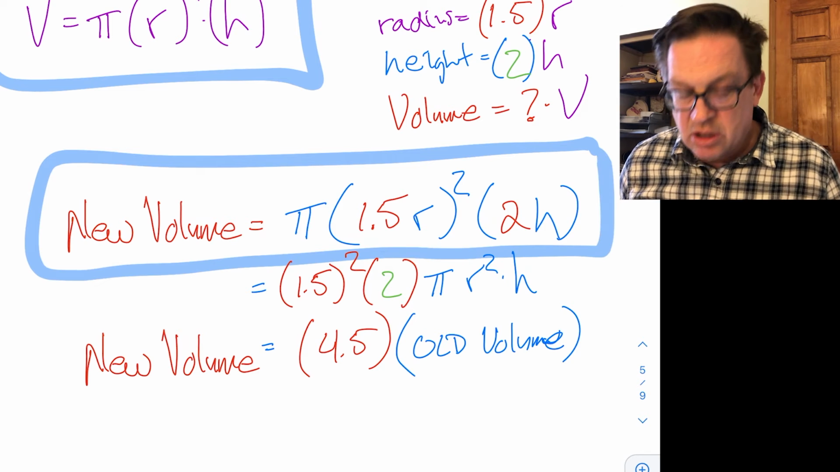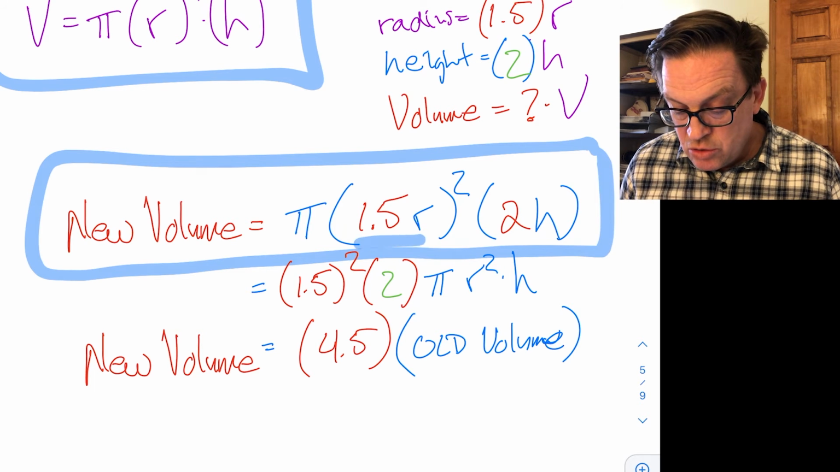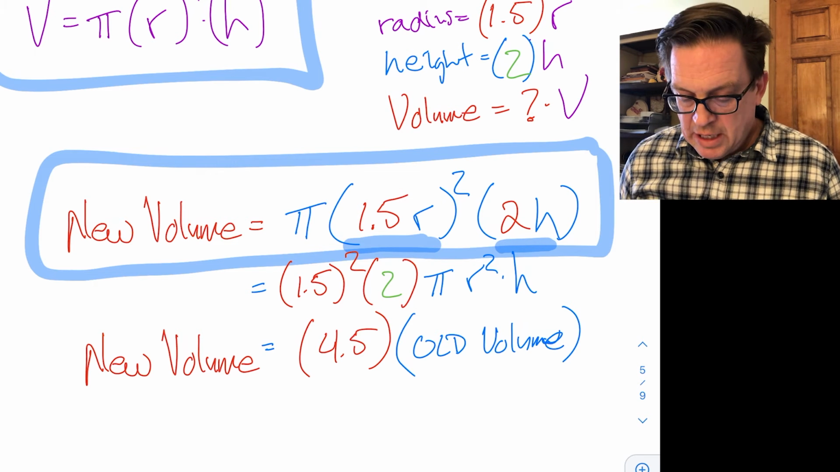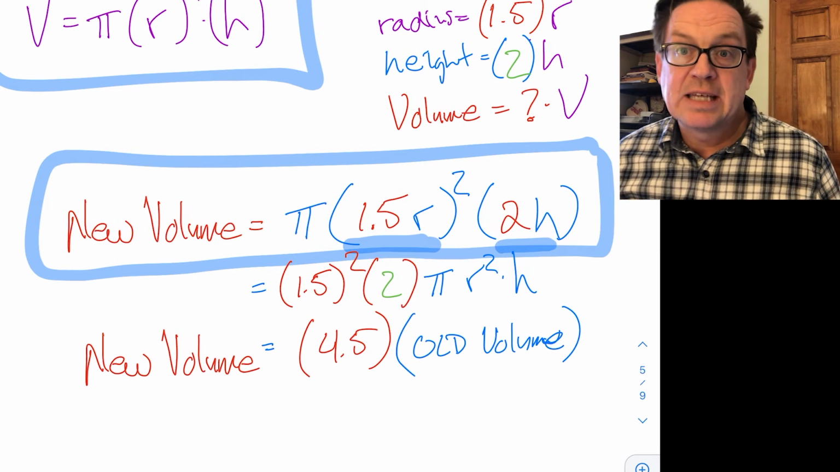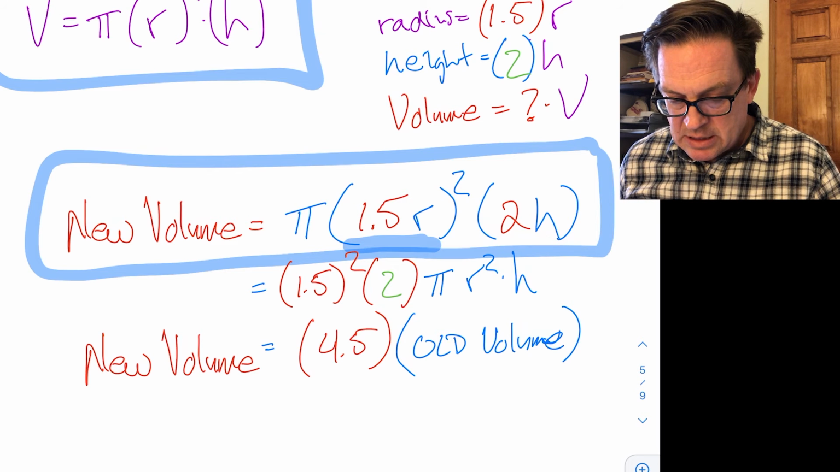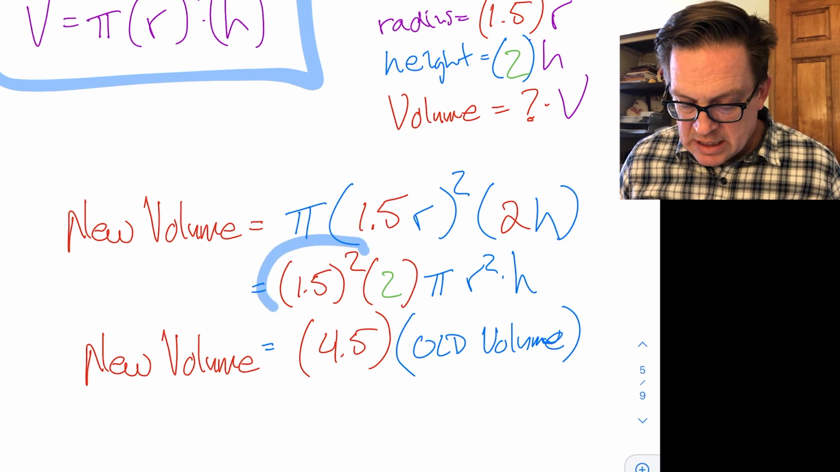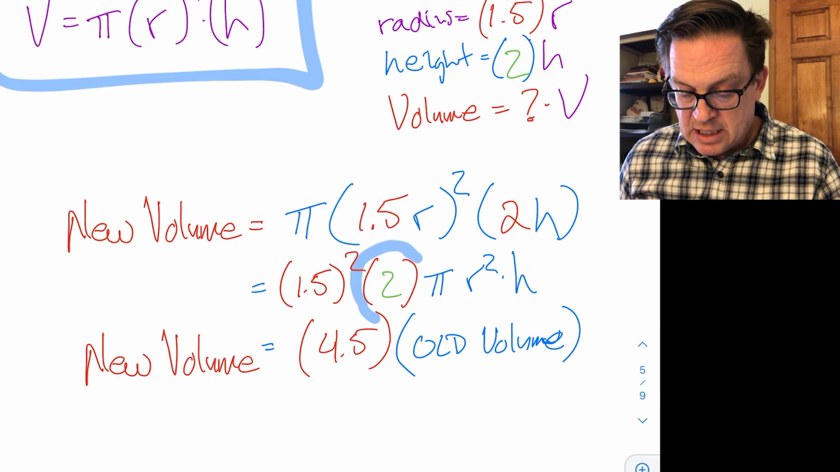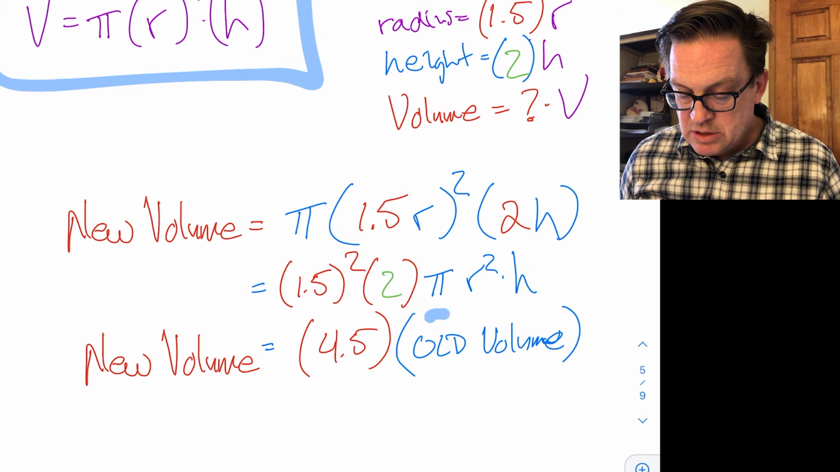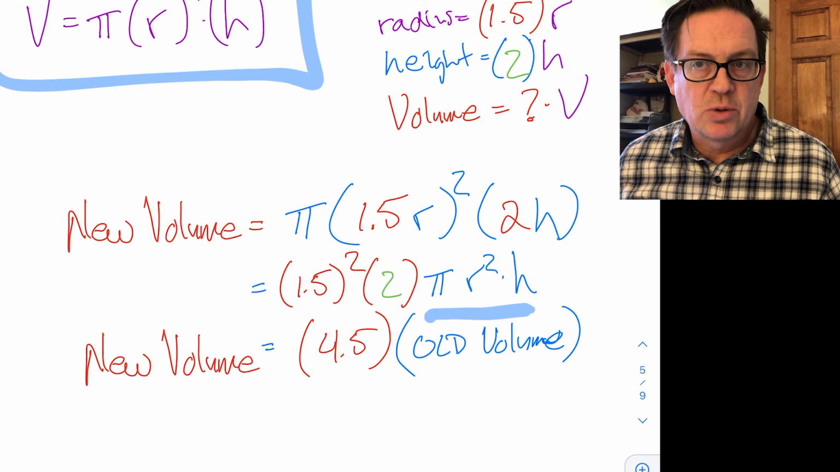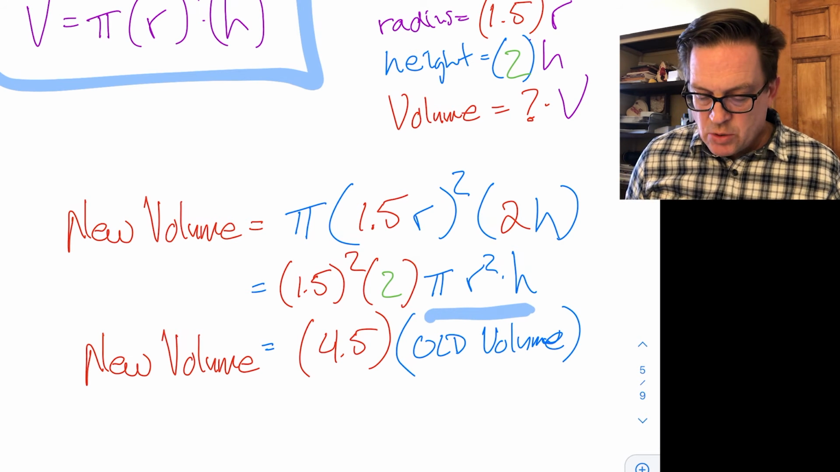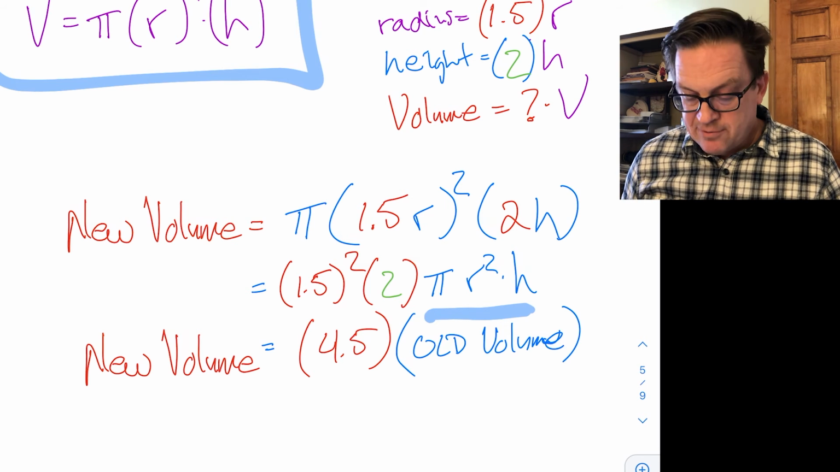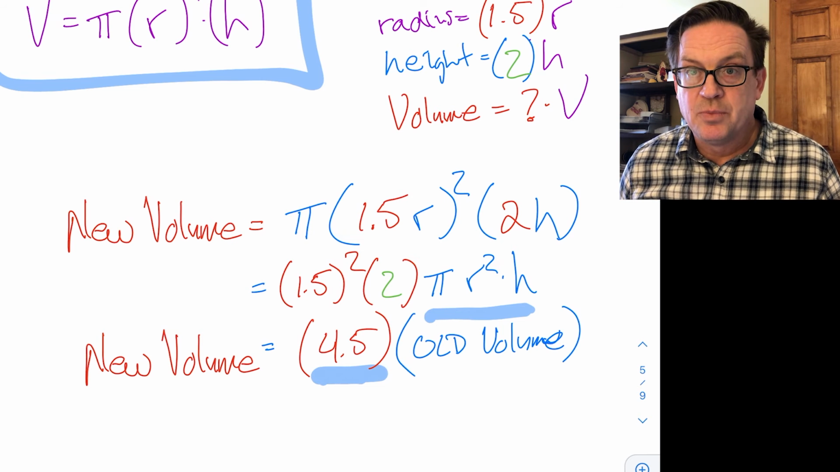What is the new volume? Well, it's pi times the new radius squared times the new height. And so I can factor out those scaling factors. And what happens is I end up getting the radius scaling factor squared, because it's a two-dimensional thing, and the height scaling factor here, times just pi r squared h, the old volume. So I end up getting 1.5 squared is 2.25, times 2 is 4.5 times the old volume.